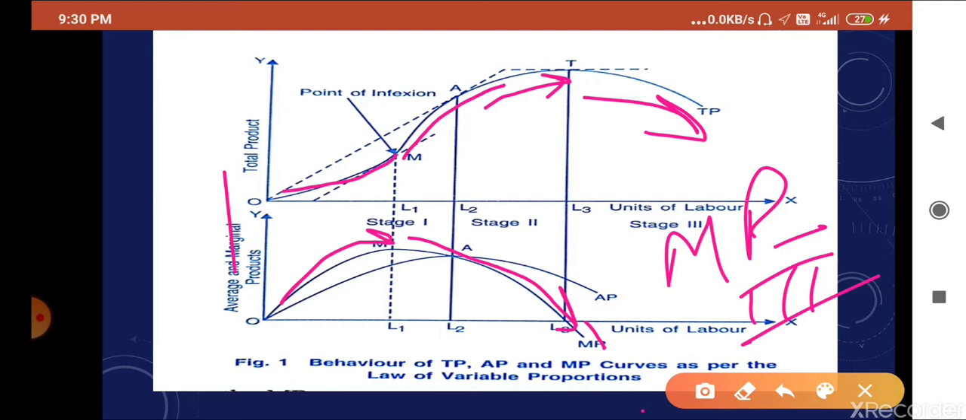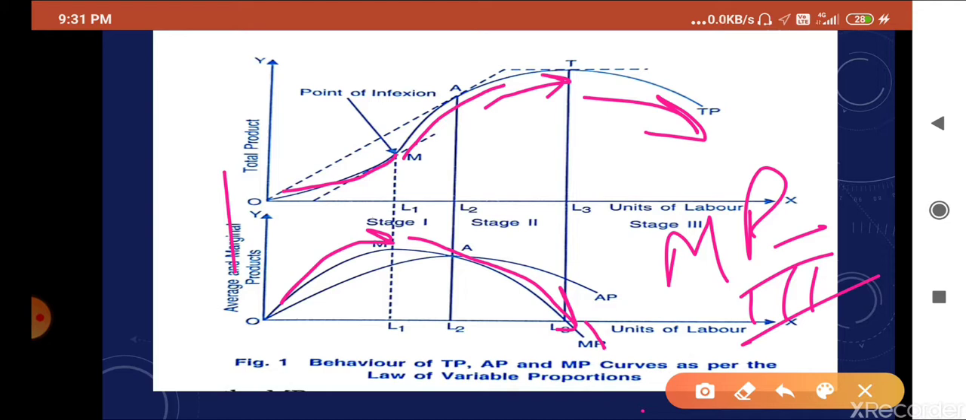Why is it happening? The same logic is there: overcrowding is there, and we have used optimum resources at 0. Where MP is 0, there is maximum utilization of resources, and afterwards, while we keep on increasing the variable factor, MP will be negative. It means that the firm may go into loss and TP starts declining.